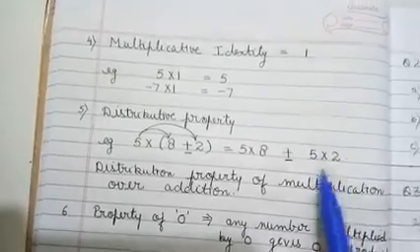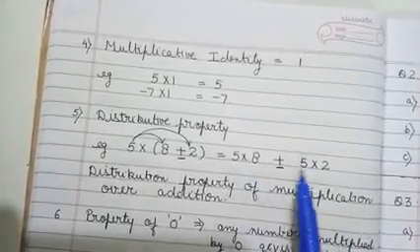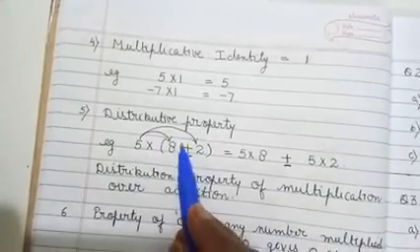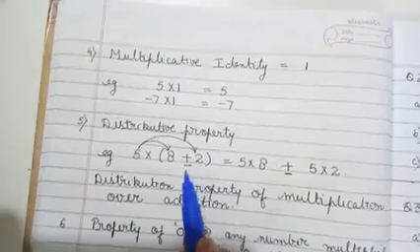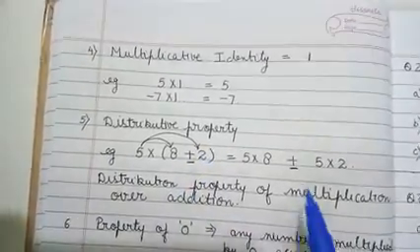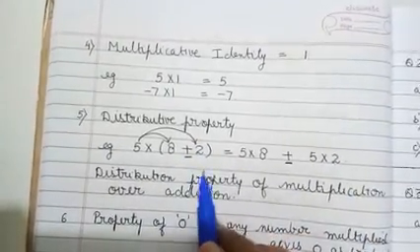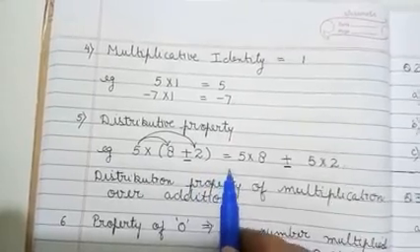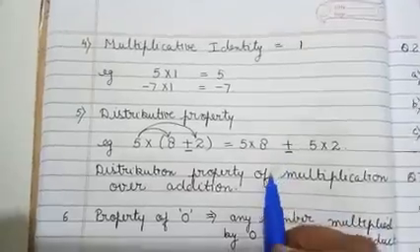And what will we say? Distributive property of multiplication over addition. जो भी sign यहाँ पर होगा, addition है तो addition, subtraction है तो subtraction. This property is called distributive property of multiplication over addition.